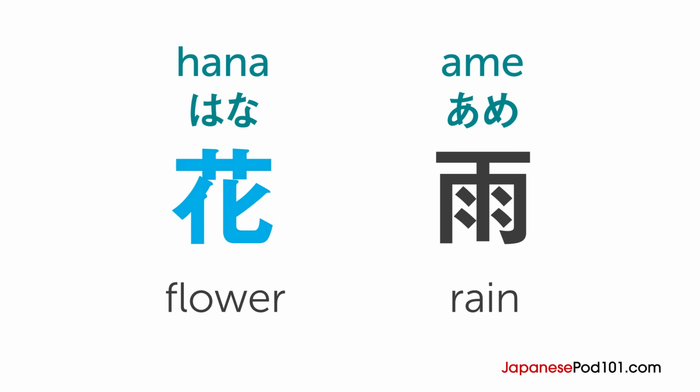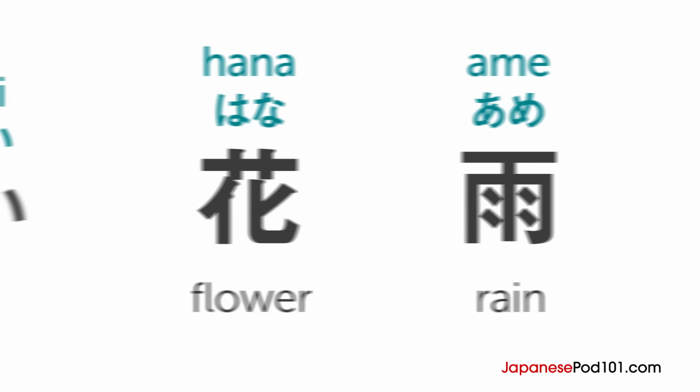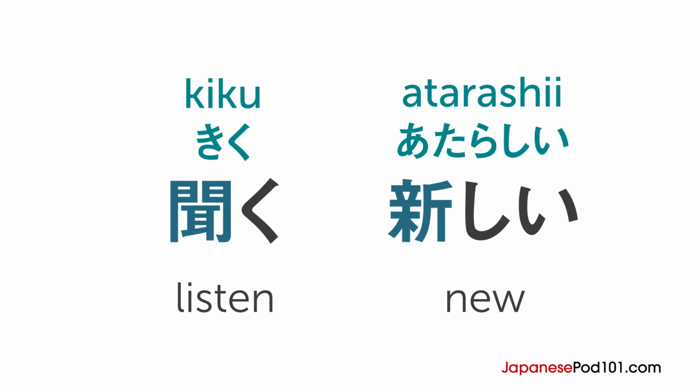For example, hana meaning flower is read hana. Ame meaning rain is read ame. When a single word is made up of one kanji with hiragana, as in verbs or i-adjectives, the kun reading is also used. For example, kiku is a verb that means listen. Atarashii is an i-adjective that means new.